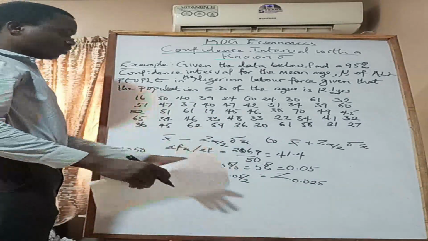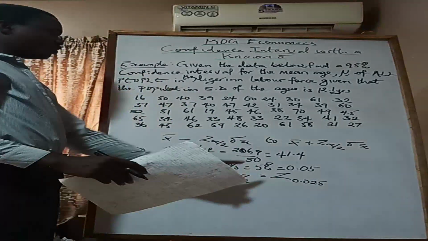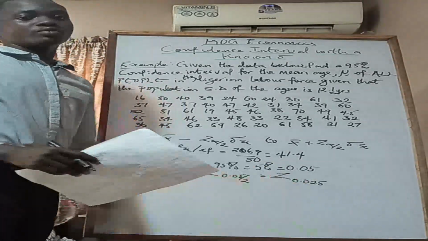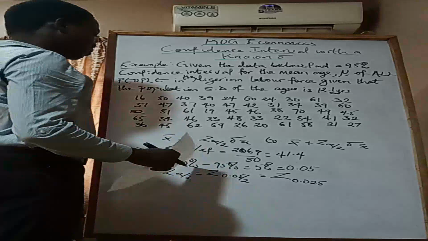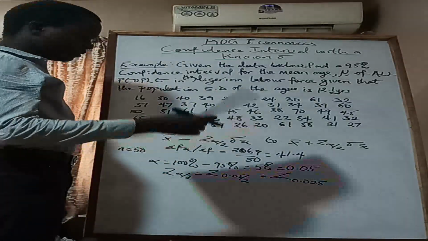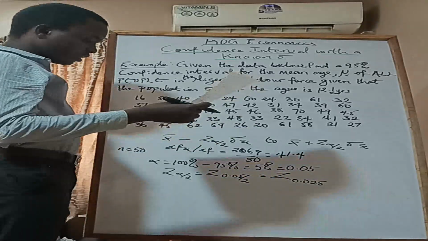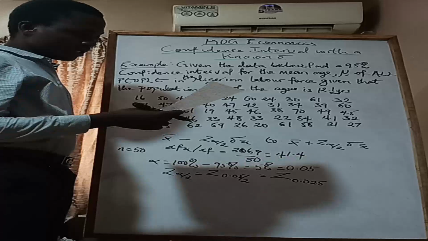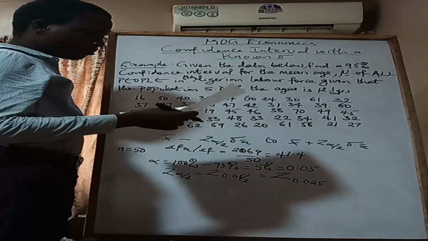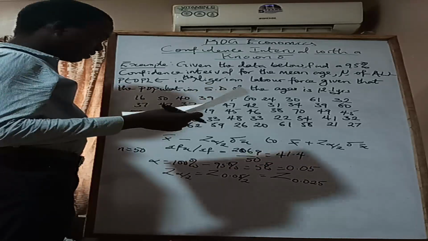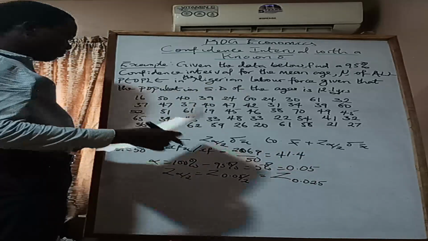Okay. The z-score that will give us an area. What we do is go to our z-score table. Where are we going to have 0.025? You understand? Where are we going to have 0.025? So we look for it, and the z-score that we're going to be having there is 1.96.